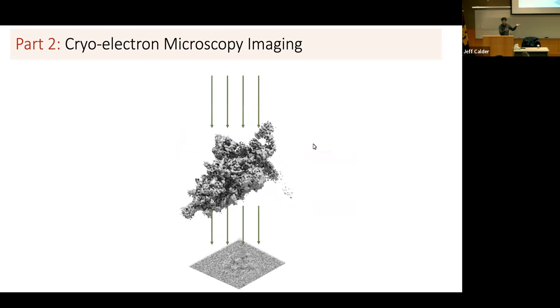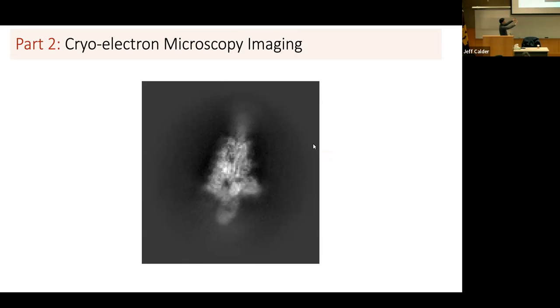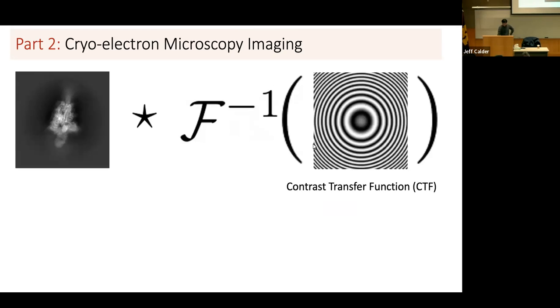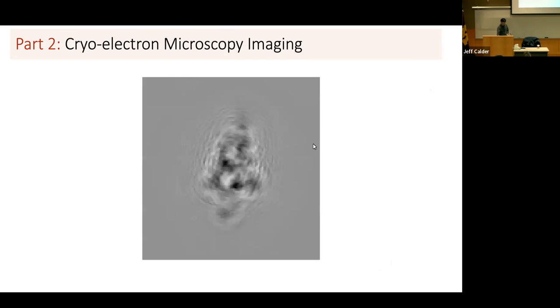You have some electron beam that goes from above, and you get some noisy images. Ideally, you want to see something like this, a clean projection, but unfortunately, you can't see it. What you really observe comes from a filter, the Fourier inverse transform of a filter called the CTF, contrast transfer function. The radial profile is like this. It's highly oscillating, and you get something like this.